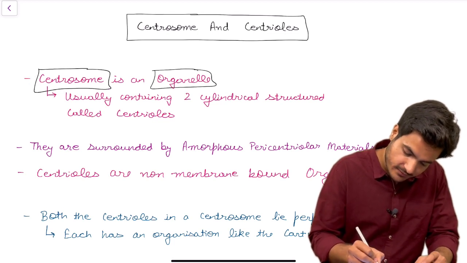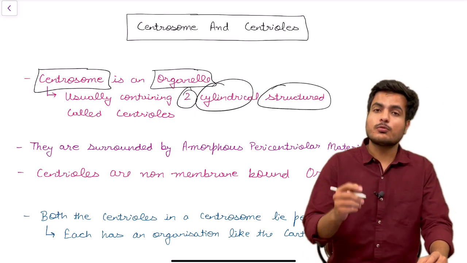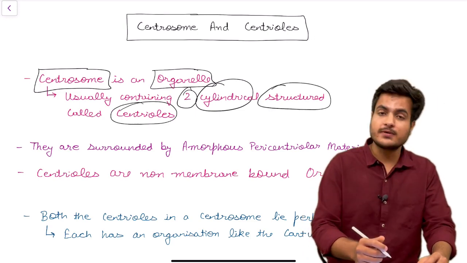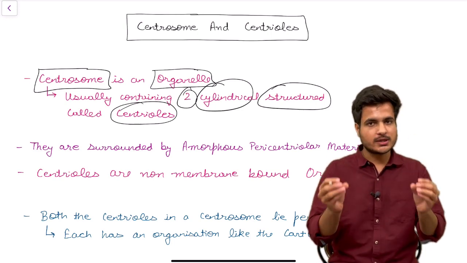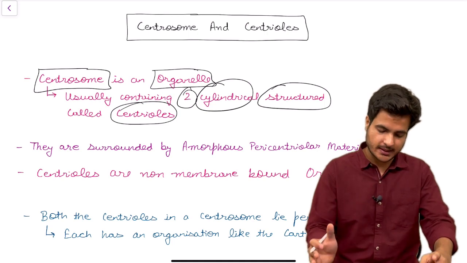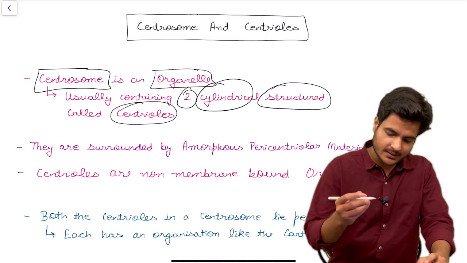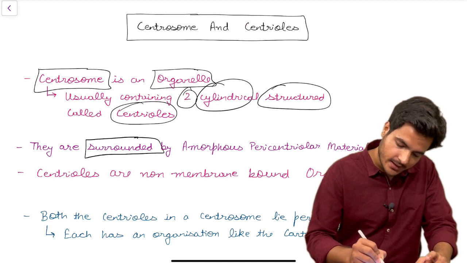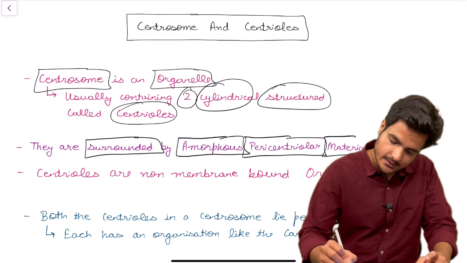Centrosome is an organelle which is made up of 2 cylindrical structures which are called centrioles. We know that centrioles are non-membrane bound organelles. When 2 centrioles come together, they form a centrosome. Centrosome is again an organelle. Since they are not covered by a membrane, they are surrounded by an amorphous pericentriolar material.